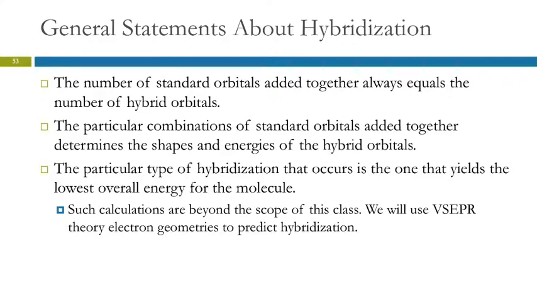The hybridization that actually occurs is the one that gives the lowest energy. So calculating which combination of hybrid orbitals gives the lowest energy is a lot of calculations, and it's beyond the scope of the class. So what we're going to do is we're going to use VSEPR theory to predict the hybridization. And that's a lot less math than actually doing the calculations. I wouldn't be able to do the calculations.